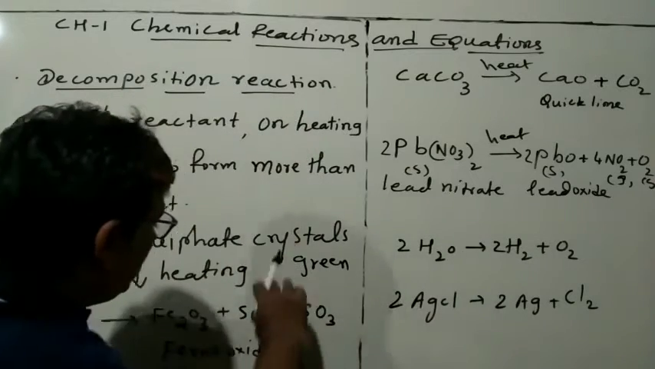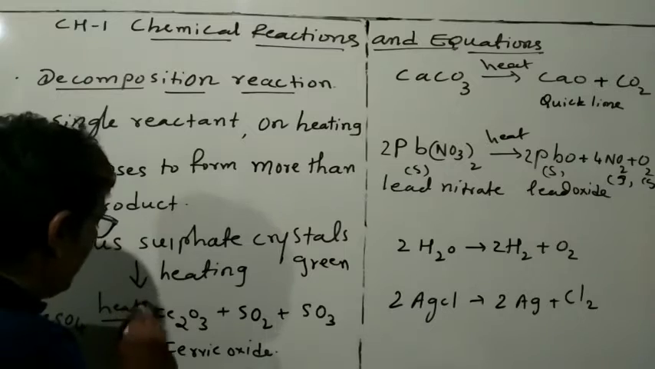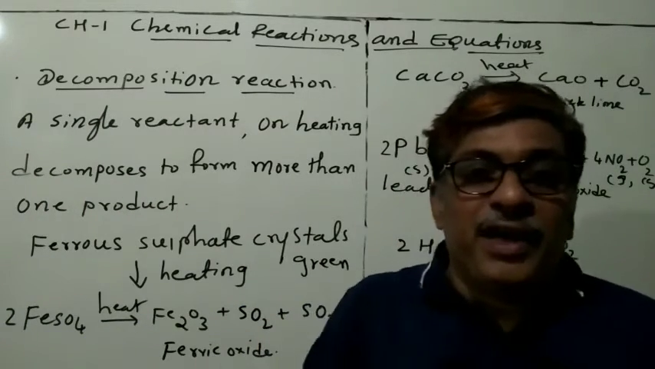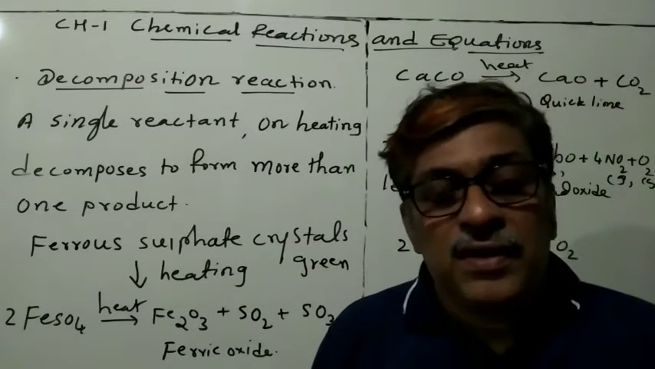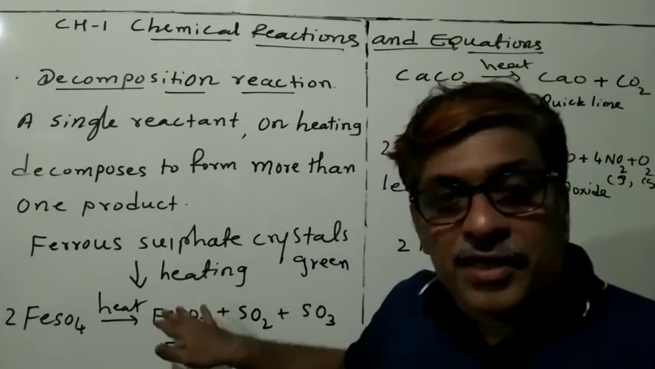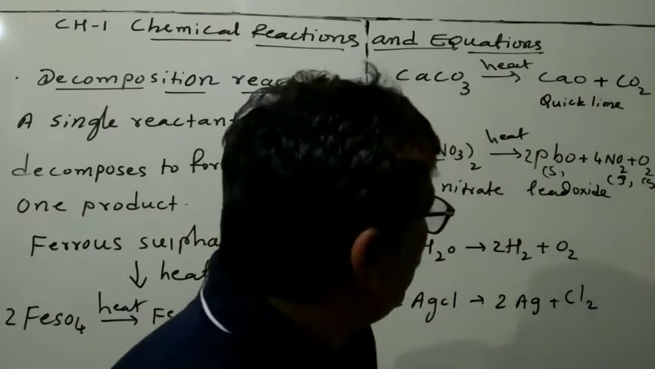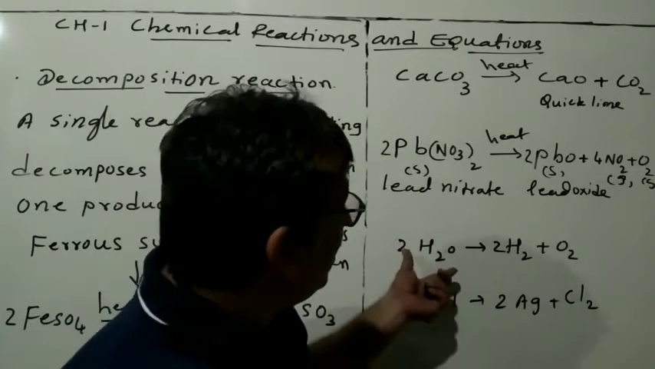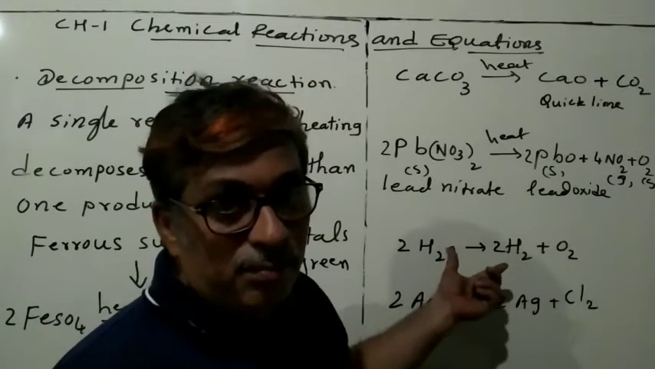See, these are all decomposed by heating. The decomposition which takes place by heating is called a thermal decomposition reaction. This is an example of thermal decomposition. Therm means heating. Now the next one: decomposition reaction is carried out in one more way also, by the electricity, by the electric current.